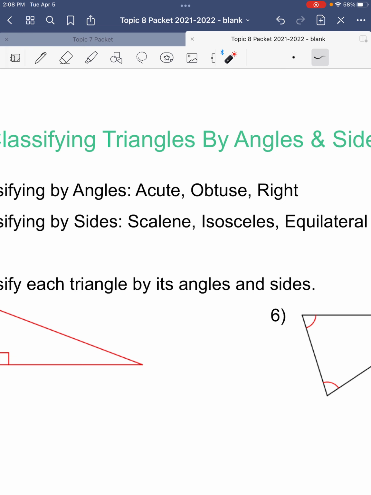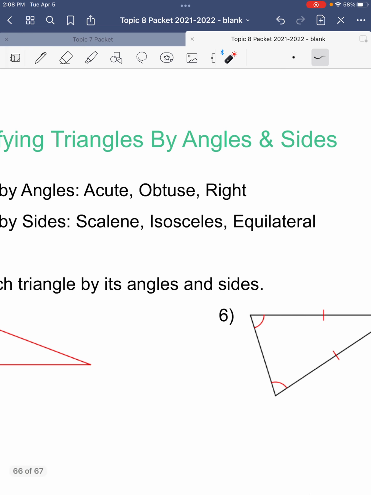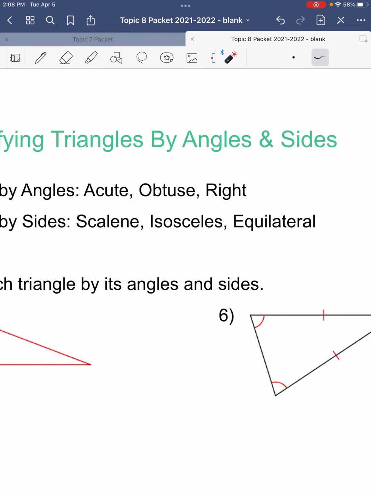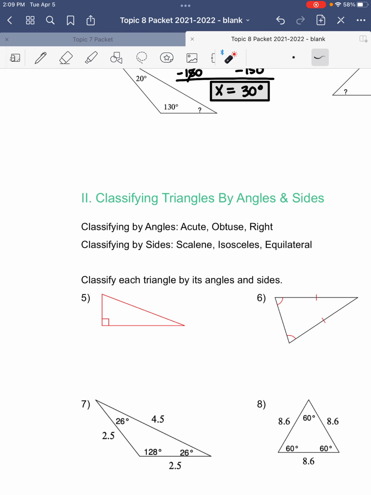Okay, now we can also classify by sides. And to classify by sides, we're going to use these 3 words: scalene, isosceles, and equilateral. So scalene means that all 3 sides are different lengths. Isosceles means that 2 sides are equal in length and only one side is different. And equilateral means that all 3 sides are equal in length. All 3 sides are the exact same length. Okay, so we are going to classify the next 4 by angles and by sides.